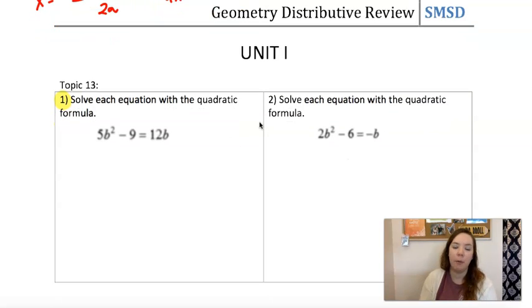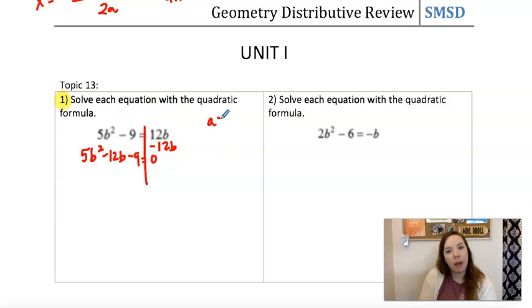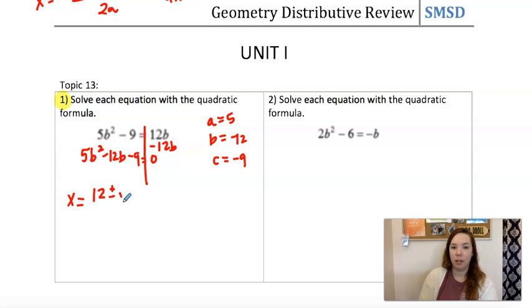Okay, so for 13, number 1, I'm going to start by making it equal to 0 by subtracting that 12b. So I'm going to have 5b squared minus 12b minus 9 equals 0. And now I know my a is 5, my b is negative 12, and my c is negative 9. So if I use my quadratic formula, I will have 12 plus or minus the square root of negative 12 squared minus 4 times 5 times negative 9, all over 2 times 5.